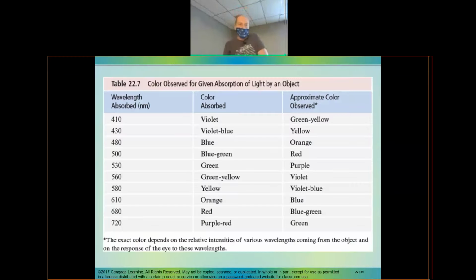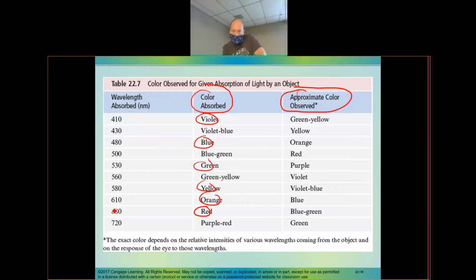And so here is your absorbed color versus your observed color. Right here is the color that we see, this is the color observed, and here is the color that is absorbed. Here is our red, orange, yellow, green, blue, and indigo violet. This is, of course, the highest wavelength, 680 for the red, and this is the lowest energy. And this is the shortest wavelength, and that is the highest energy.